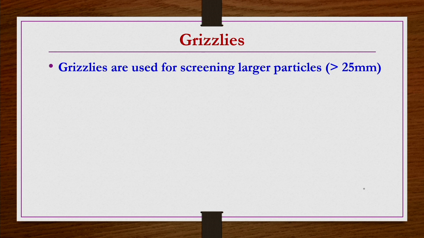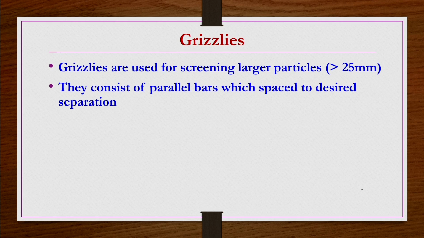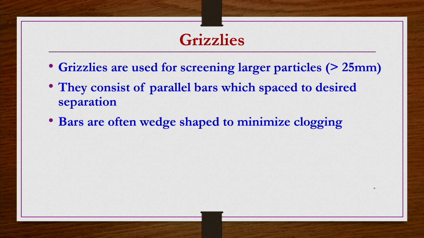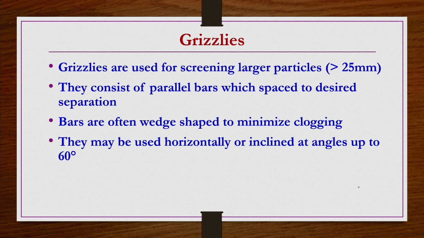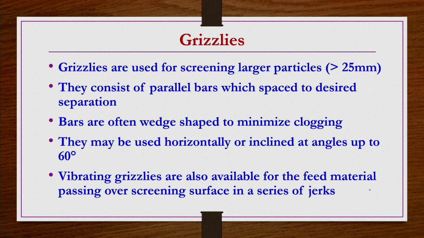Grizzlies are used for screening larger particles of size greater than 25 millimeters. They consist of parallel bars with spacing set to the desired separations as per the requirement, and in general, to minimize clogging, the bars are often wedge shaped. They can usually be mounted horizontally or inclined with an inclination angle up to 60 degrees. Vibrating grizzlies are also available, where the feed material passes over the surface in a series of jerks.